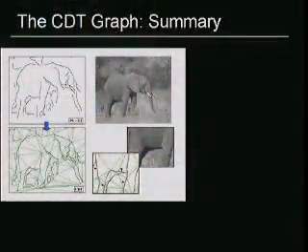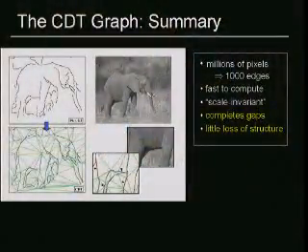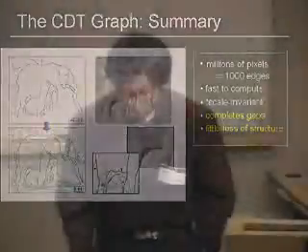Okay, so let me go back to my talk. We've seen that the triangulation is good at completing gaps. And here's a summary. The representation we developed is that we take an image, compute an edge map, build a piecewise linear approximation, and then compute a triangulation out of it. And it has very nice properties.